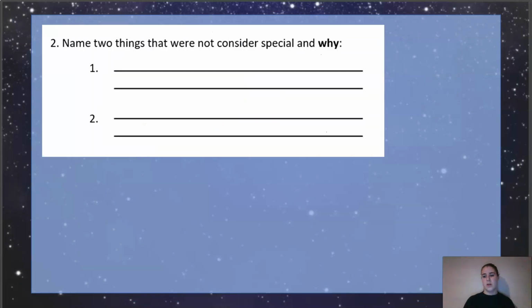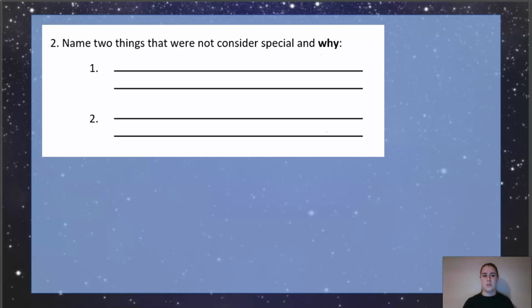Okay, so I'm going to model an example to you of how we answer these types of questions. This is going to be based on the text from the previous slide. Name 2 things that were not considered special and why. Now I made a spelling mistake there. I really need to start going back and making sure I check my work properly. Year 5, you should be disgraced in me, I apologise. So name 2 things that were not considered special and why.